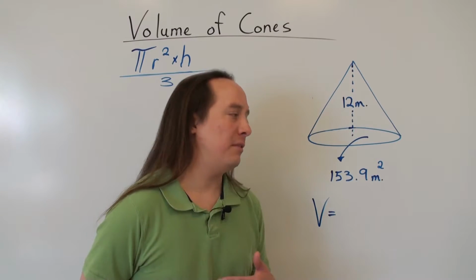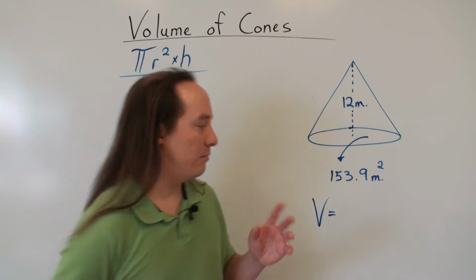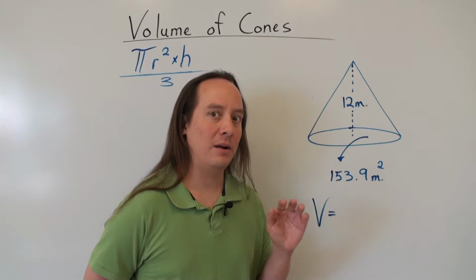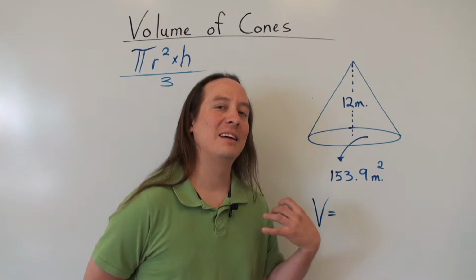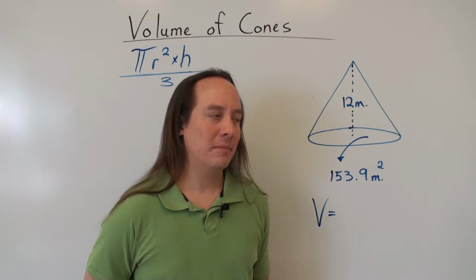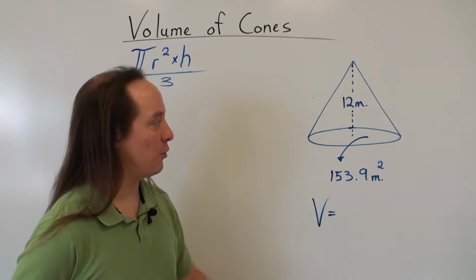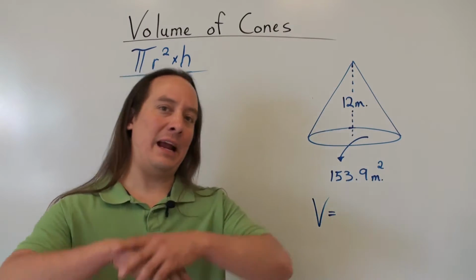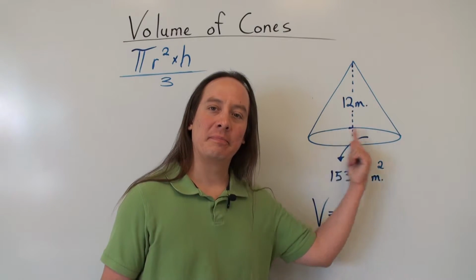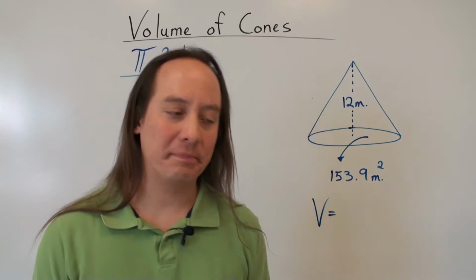Now, for example, if it was units cubed, that would be volume. I've said this before, so pay attention to those units. They're telling us a lot of things right there. Meter squared, area. Meter cubed, or unit cubed, volume. So this is area, because it tells me that it's meters squared. So what's it the area of? It's the area of the circle. The area of the circle is 153.9 meters squared.